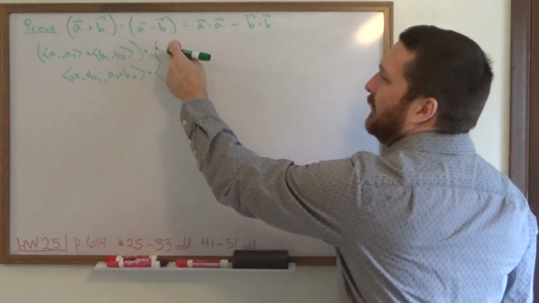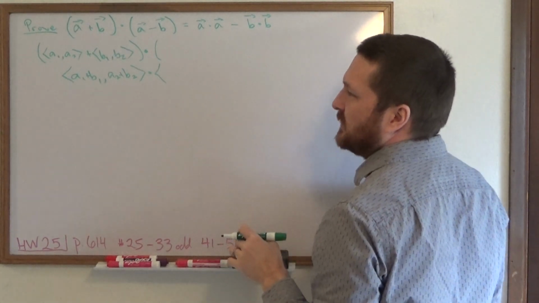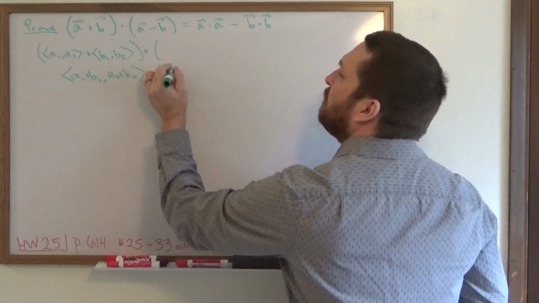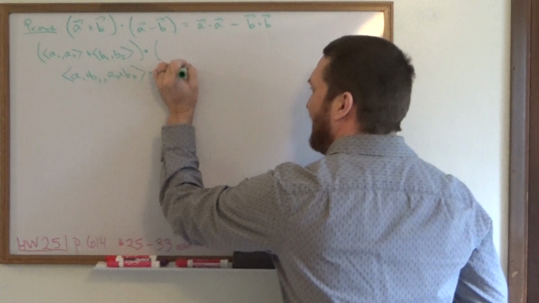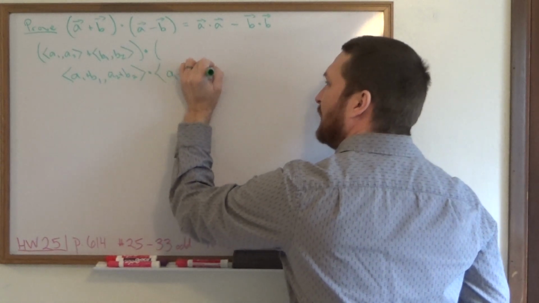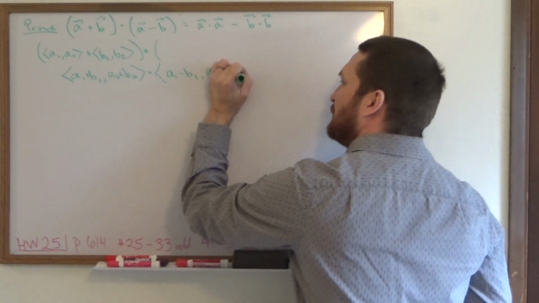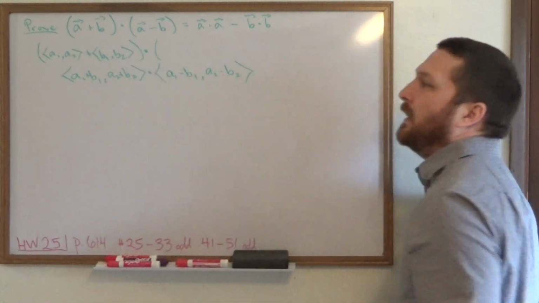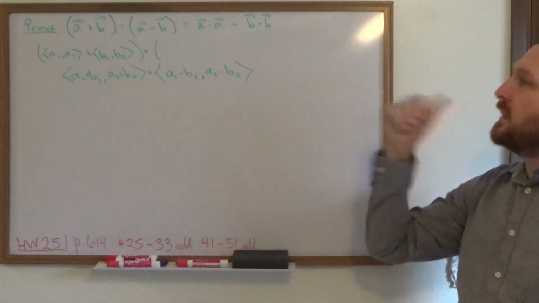I'm not going to bother with that step. Let's just jump to the chase. A1 plus B1, A1 minus B1, there we go, A2 minus B2. And so this is one way we could go about doing this, just component-wise.